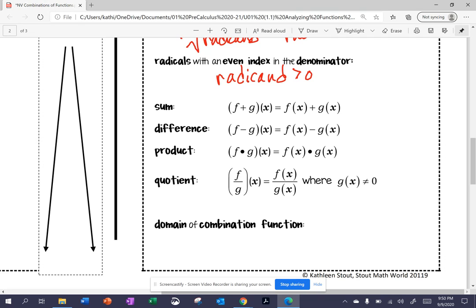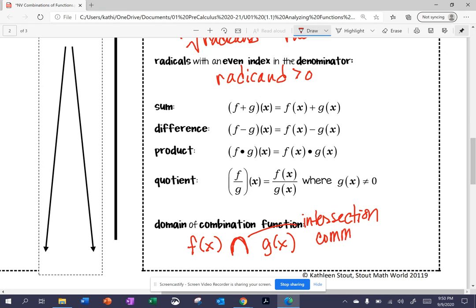So the domain of my combination of functions is going to be the intersection of the domain of f of x and the domain of g of x. Intersection is this upside down U. And that means I'm common to both functions. Okay, so let's do a couple examples here.